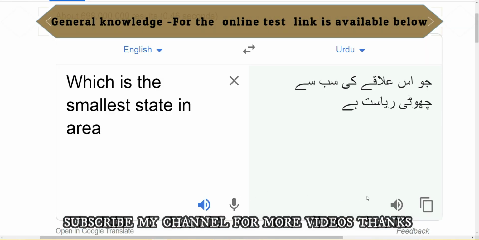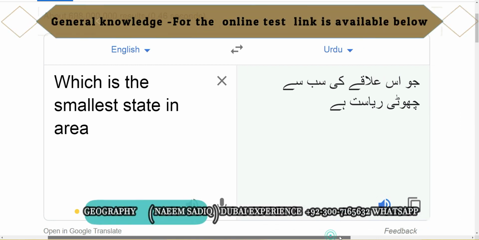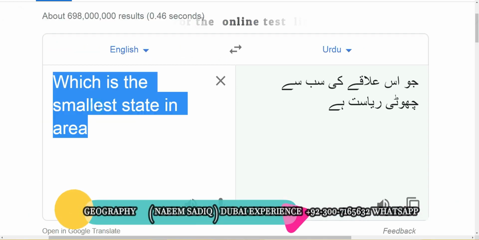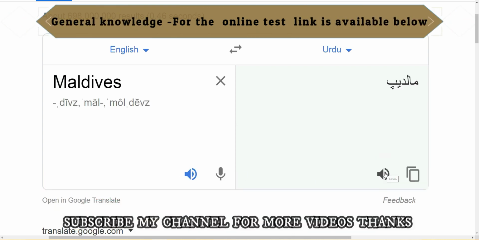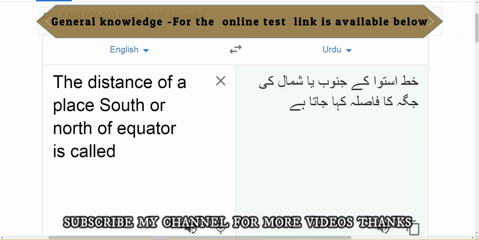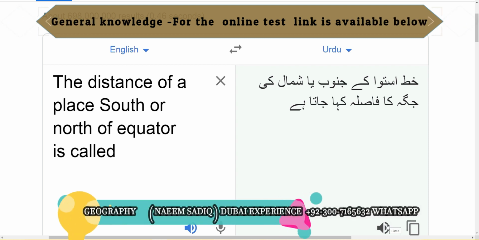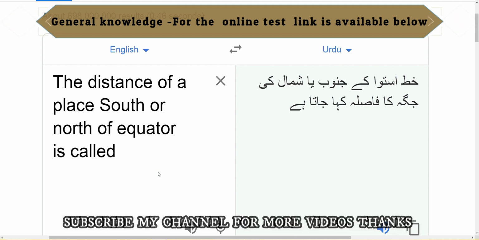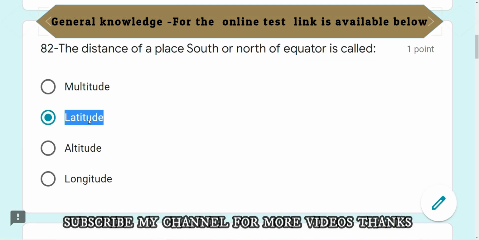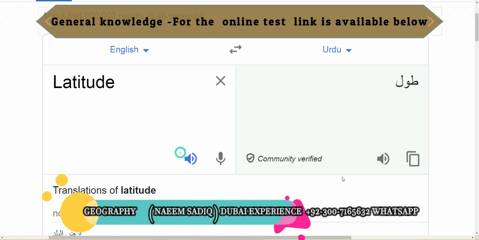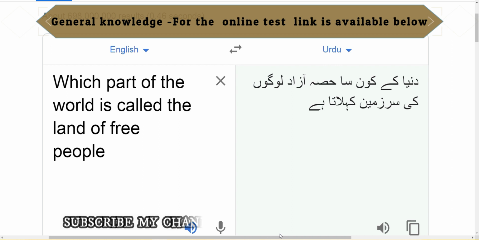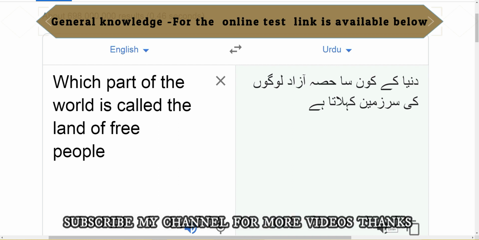The state and area. Jo us alaqe ki sabse choti riyasat hai. Maldives. The distance of a place south or north of equator is called. Latitude.